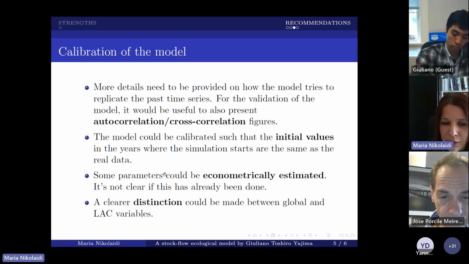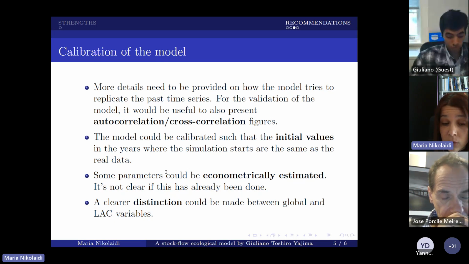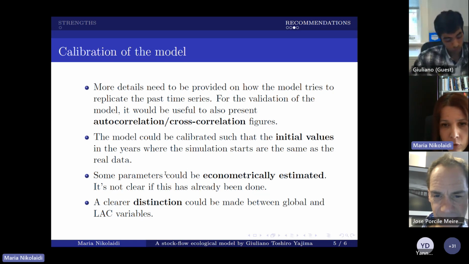Then we know that with modeling and with stock-flow consistent models, we have a lot of uncertainty, a lot of parameters that are a bit arbitrary, but in some cases we can econometrically estimate some of these parameters. So you have some behavioral equations like consumption, investment, and exports. So you could check if you can do that. You can use panel data, for example, for the Latin American and Caribbean countries.